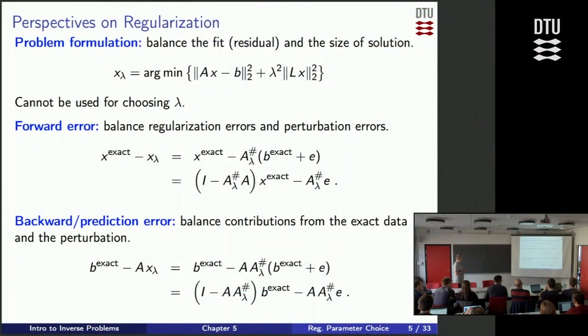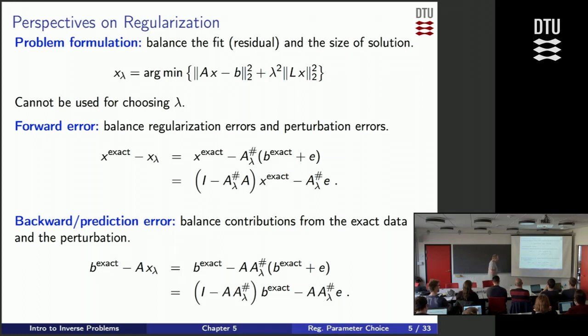The other error that we can look at is something we're going to call the backward error, or very often it's called the prediction error. Now we go to the right-hand side, and we look at the difference between the exact right-hand side, which we don't know in practice, but as we're doing theory here, we can still write it, and the predicted data, which is A times the regularized solution. Then you could say, maybe we should choose a lambda such that the Tikhonov solution predicts the exact data as well as possible. Or we minimize this prediction error, or backward error in the language of numerical analysis.